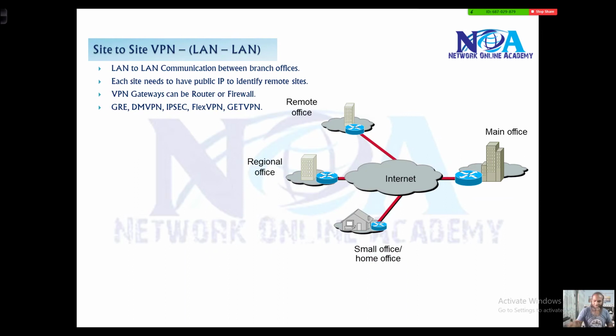So basically the same thing as I explained, site-to-site VPNs, the communication between LAN to LAN. And again, if you're connecting to internet, basically it needs to have a public IP over internet on the remote sites. And these VPN gateways, as I said, can be a router or can be a firewall, any firewall it can be. Some of the common examples of site-to-site VPN are going to be GRE, DMVPN, IPsec, FlexVPN, GET VPN. So each and every VPN type, the way it is configured, the features may vary, but they all provide LAN-to-LAN communication.